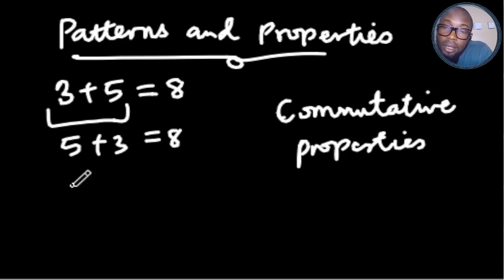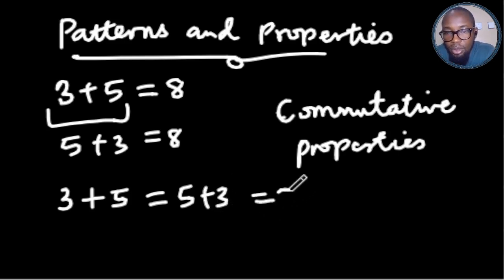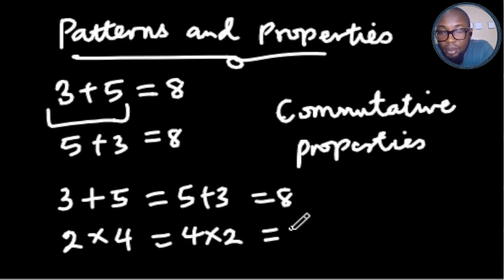It simply means that the order does not matter whether it is 3 plus 5 or it is 5 plus 3. You are always going to get the same answer. The answer is going to be 8. And this commutative property also applies to another operation, which is multiplication. We also have commutative property in multiplication. Take, for example, if I'm saying 2 times 4, I'm still going to have 4 times 2, and I'll still have the same answer. It's 8.